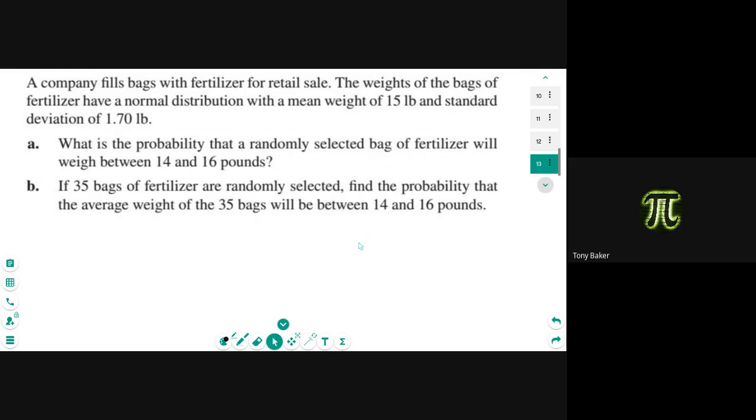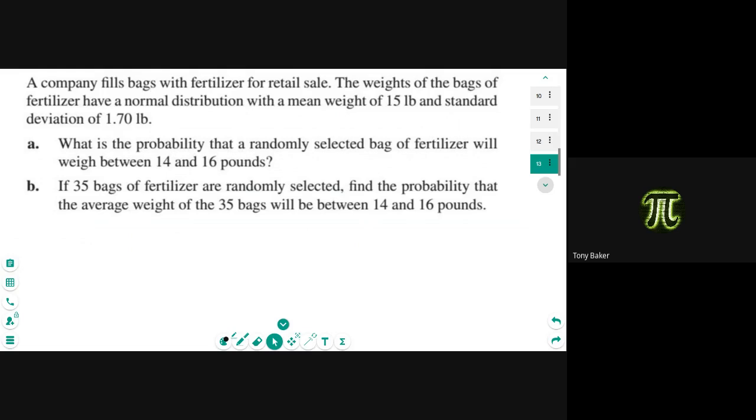So a company fills bags with fertilizer for retail sale. The weight of the bags of fertilizer is a normal distribution with a mean weight of 15 pounds and a standard deviation of 1.7. What is the probability that a randomly selected bag of fertilizer will weigh between 14 and 16 pounds?